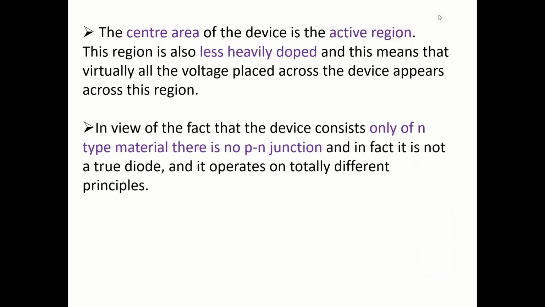The center area of the device is the active region, and this region is less heavily doped, and this means that virtually all the voltage placed across the device appears across this region. It is only N-type material, there is no PN junction, and in fact it is not a true diode, because in a true diode there is P-type and N-type material and a PN junction is formed.